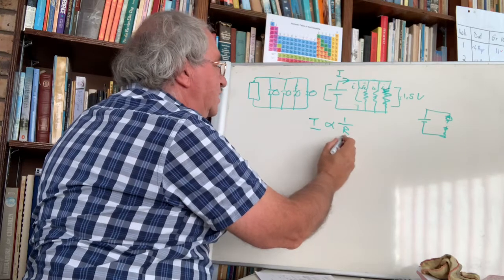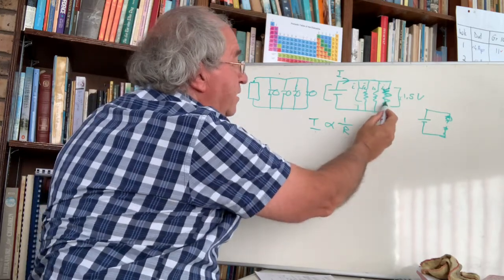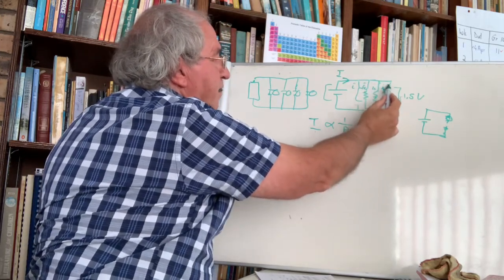The bigger the resistance, the smaller the current. The bigger the resistance, the smaller the current that flows through it.